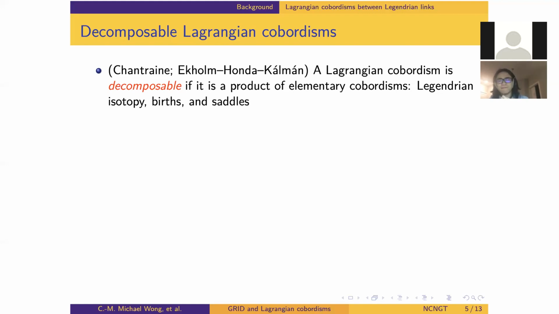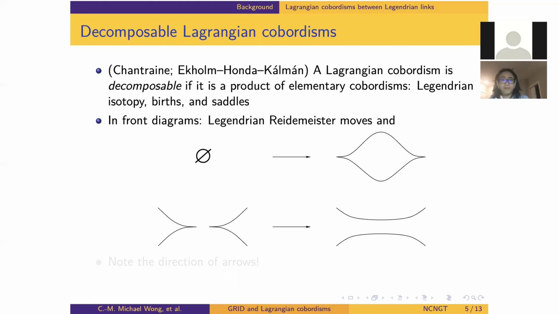No deaths. So here, if you want to draw front diagrams, are the elementary cobordisms. There are the Legendrian Reidemeister moves that I've hidden, but it's also the Lagrangian birth, which is the appearance out of nowhere of a max TB unknot. And a saddle, a Lagrangian saddle, is one where you can put, this is often called a pinch move, because if you put your fingers here and you pinch, then you get the left-hand side.